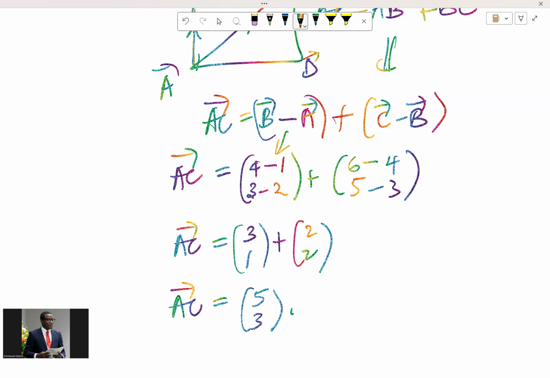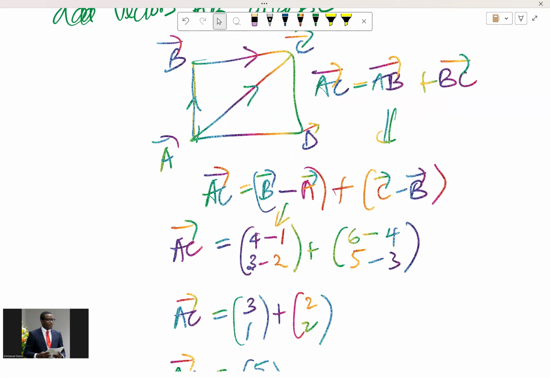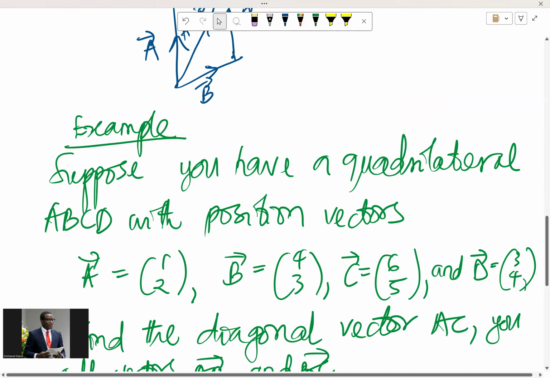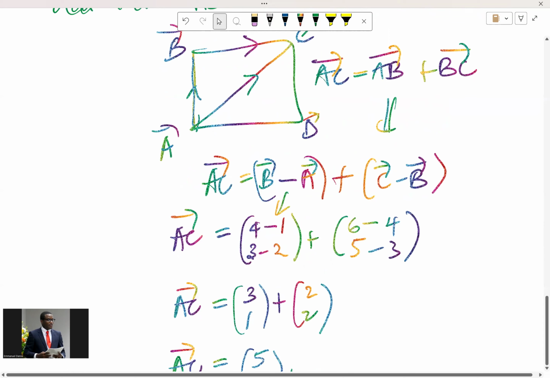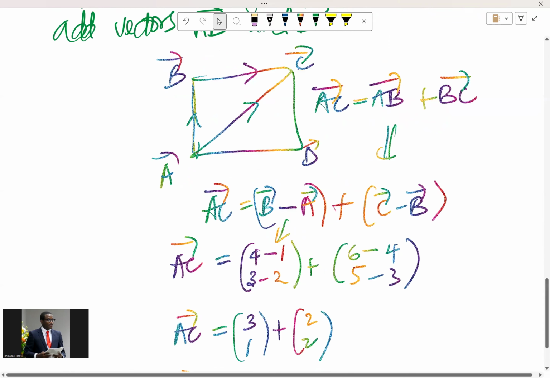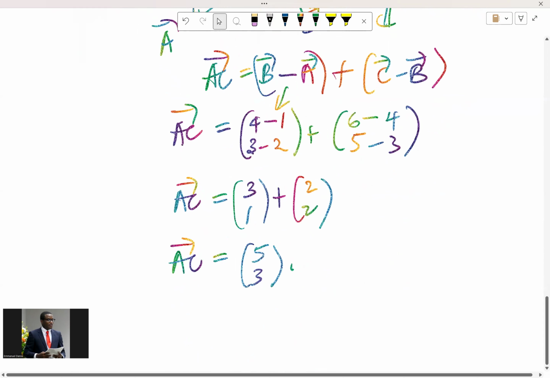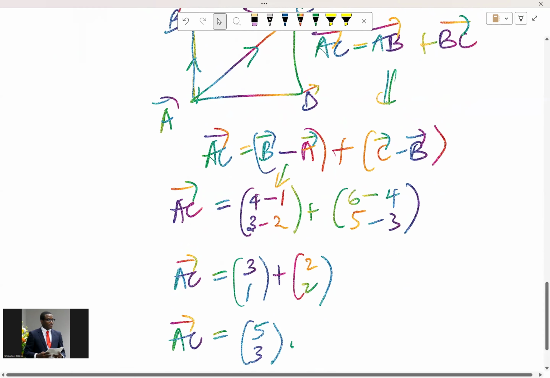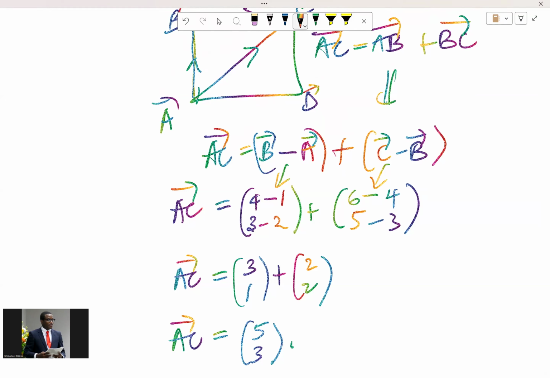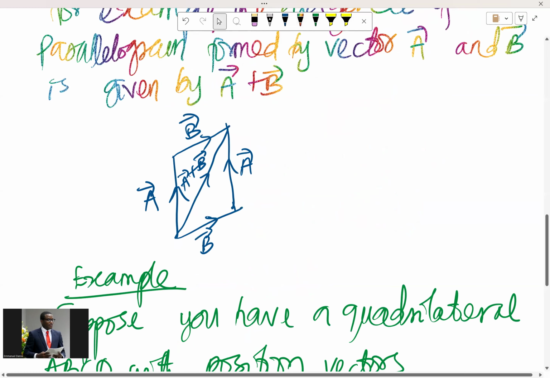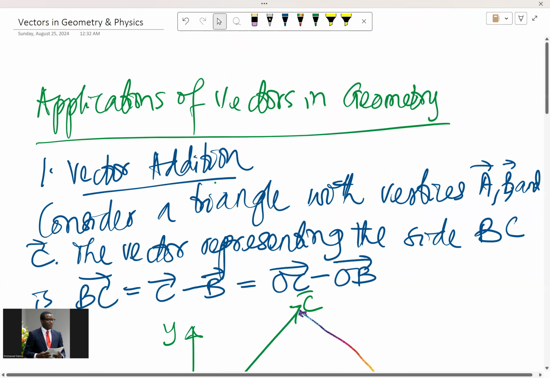So that's a very good example of vector addition for the resultant of vectors. You can see AC is actually the resultant of AB and BC. This is the idea of position vector, that is, taking it with reference to the origin. That's what I was looking for. Okay, so that's one application in geometry. Let's check out another application under geometry apart from vector addition.